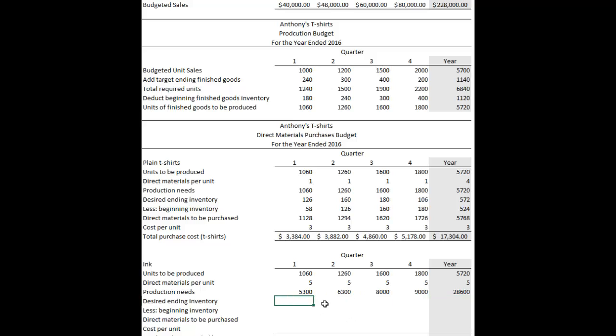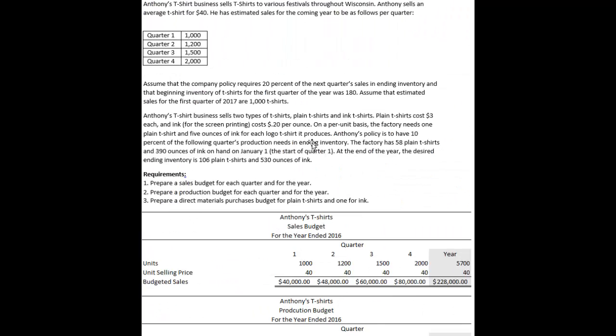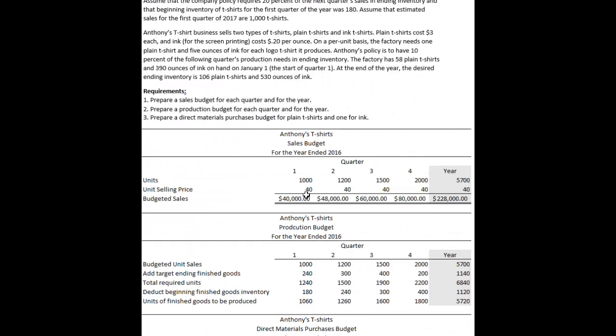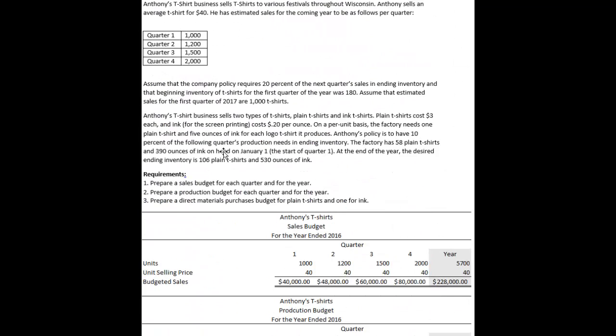So the desired ending inventory, again, we want to have some on hand in case something happens. We got a bad lot of ink, or we spill some, or something like that. And we're told that we have 390 ounces of ink on hand at the start of the year. Okay, so that's ending inventory that's going to be my beginning inventory actually. And then at the end of the year we're going to have ending inventory. Okay, so let me go back and rephrase that. I've probably confused you.